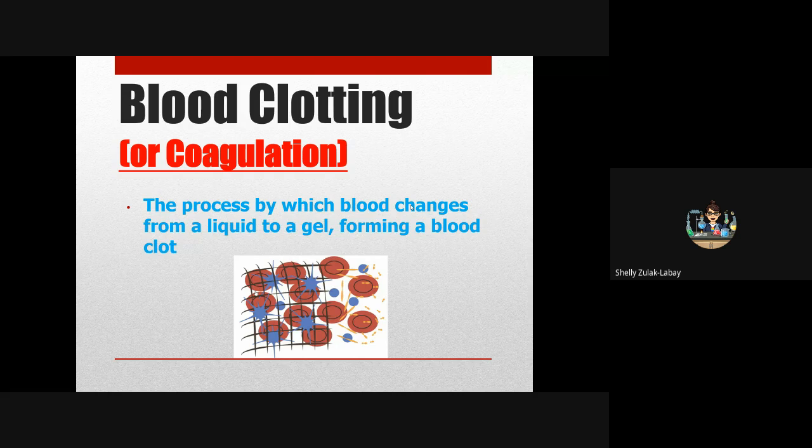So in my picture, just below the definition, what's supposed to look like a mesh would be all of the fibers coming together in the blood clotting process.